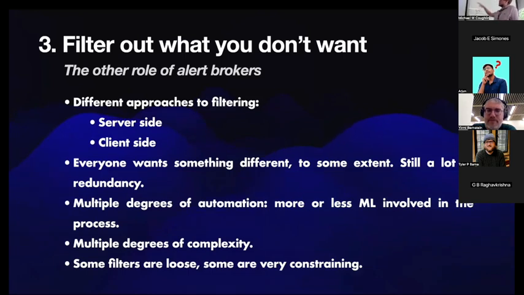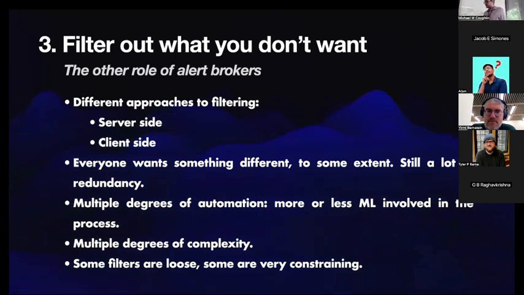Everyone wants something different, broadly speaking. Everyone has different science cases, and that makes one answer better than others. Unsurprisingly, though, there's still a lot of redundancy. For example, a lot of folks in this room are interested in extragalactic transients, right? A filter to remove galactic transients is a piece, for example, either cutting off the galactic plane, or maybe something like a star galaxy classifier.